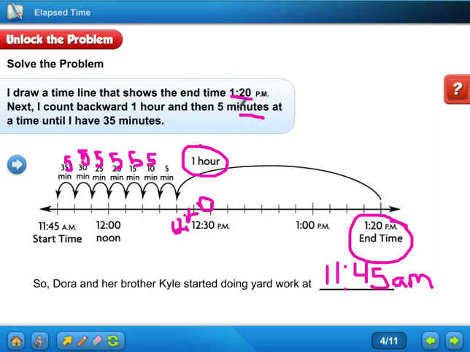Or I could take in that 20 minutes right off the bat and make it very easy from 12:20 to 12 o'clock. That would have been 20 minutes. And then work backwards from there. As long as you move backwards 1 hour and 35 minutes, you're good. Doesn't matter what jumps you make.